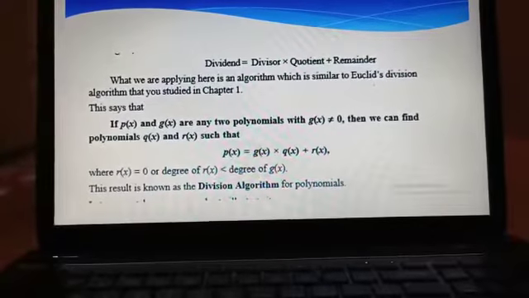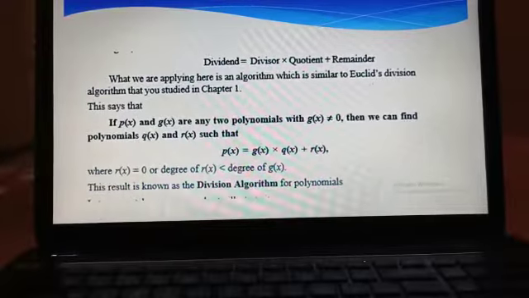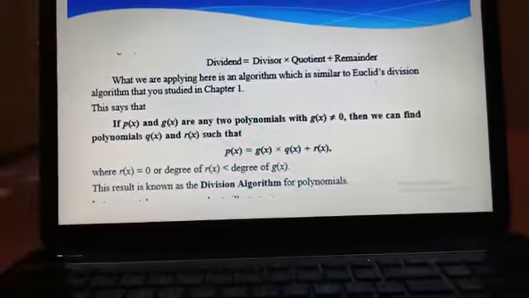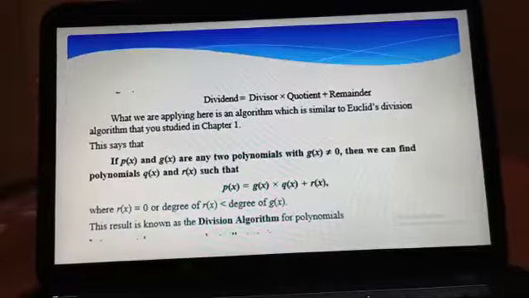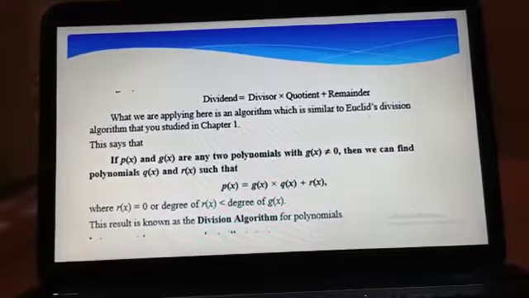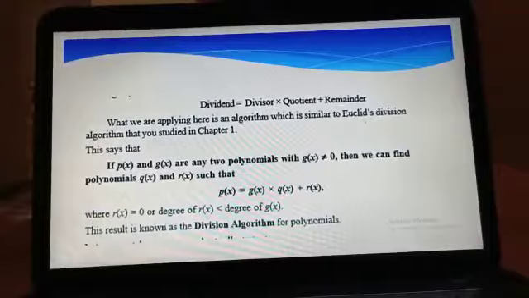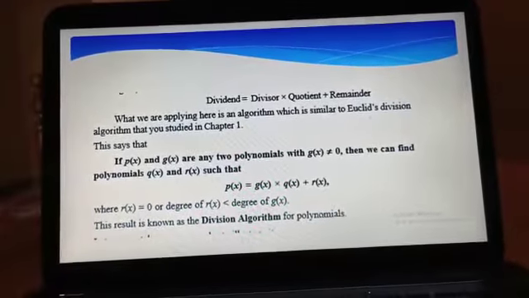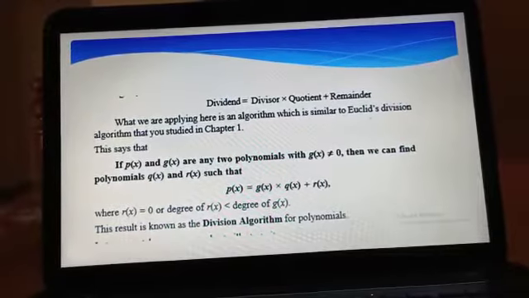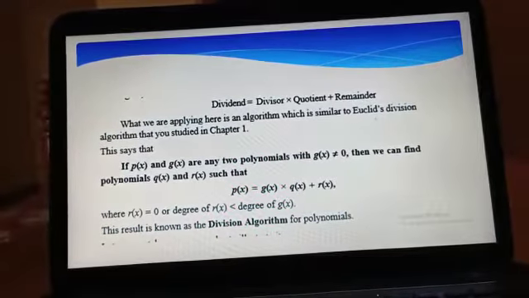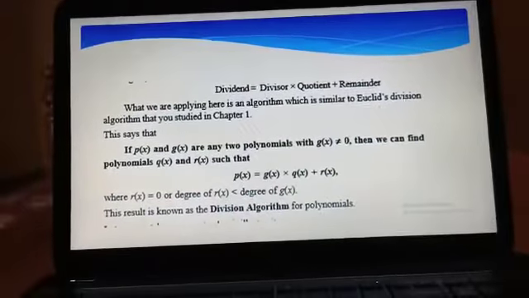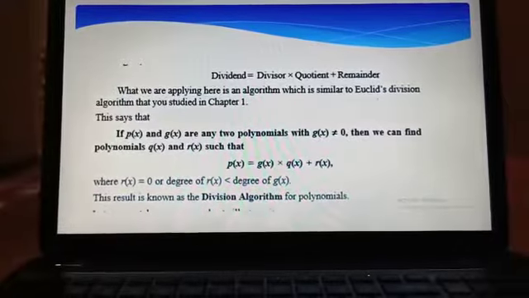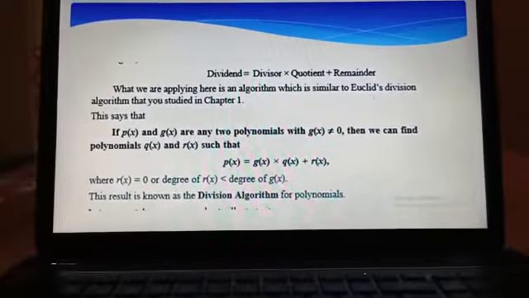If we consider p of x and g of x as any two polynomials where g of x is not equal to 0, then we can see that p of x is equal to g of x into q of x plus r of x. So p of x is dividend, g of x is divisor, q of x is quotient, and r of x is remainder. Where r of x is equal to 0 or of degree less than the degree of g of x.